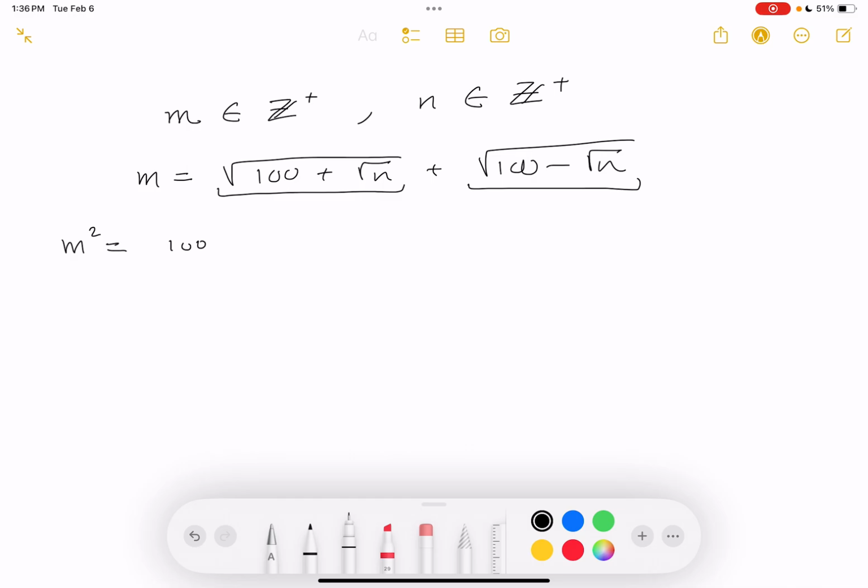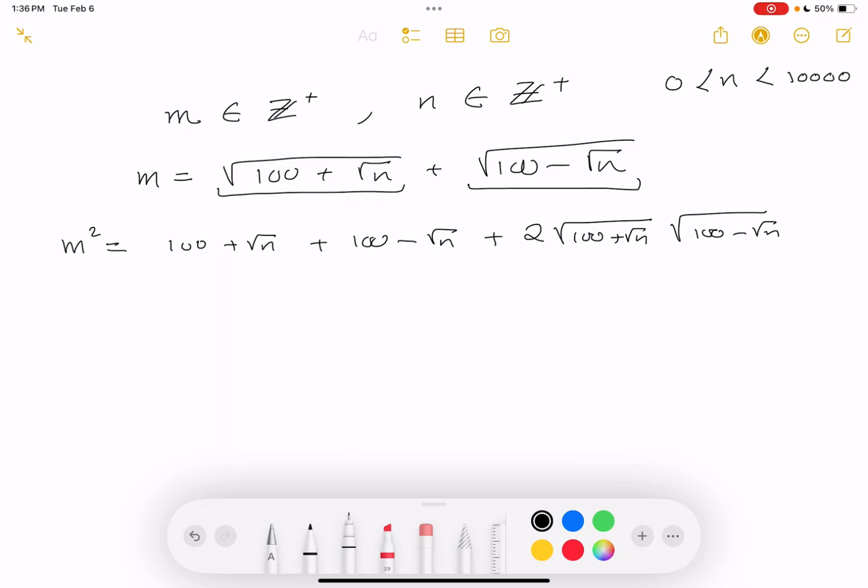You get 100 plus root n plus 100 minus root n. Then you're going to get plus 2 times this one times this one over here. Again, I want to remind you the n is greater than 0, but less than this number over here.